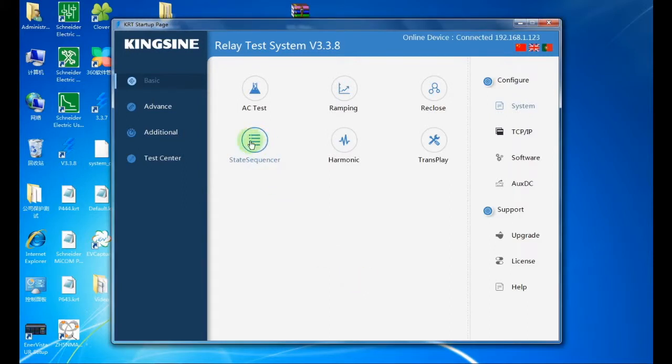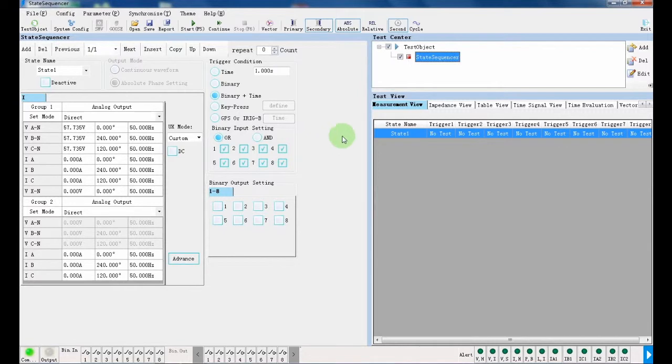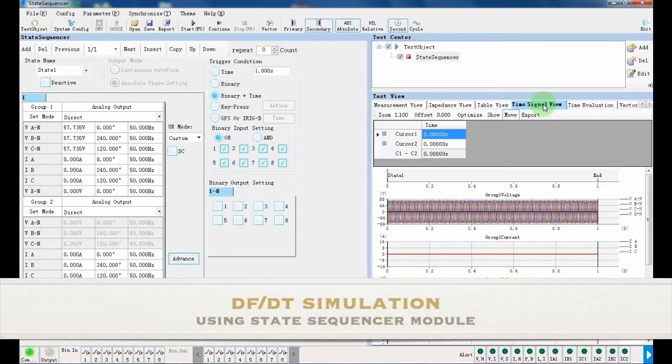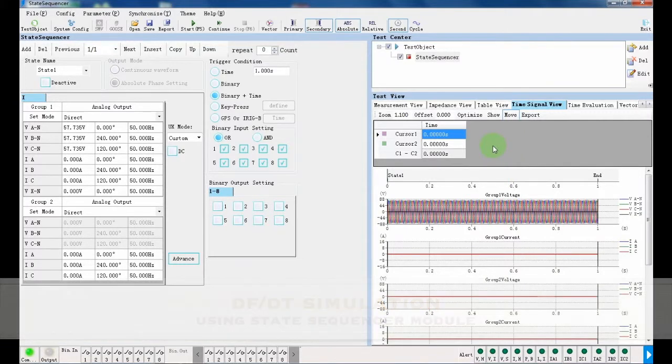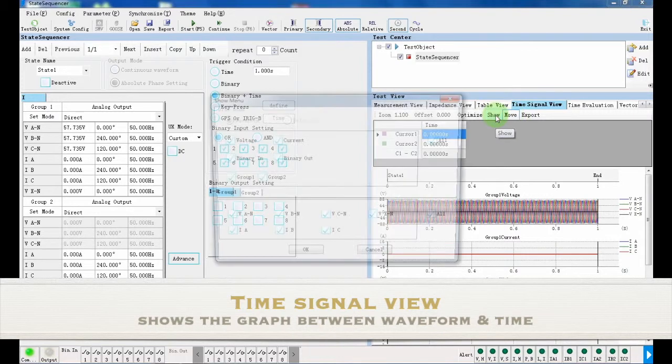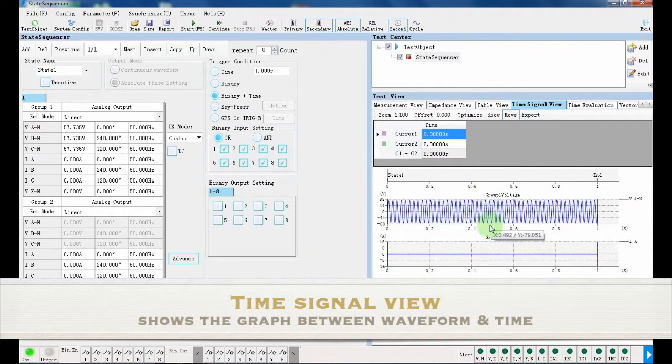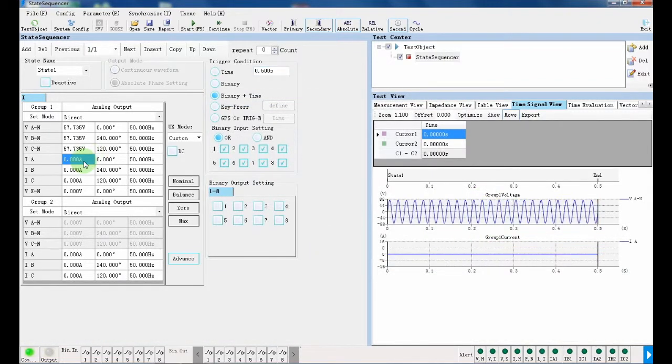Now we are simulating a df by dt signal in the state sequencer module of KRT software. First, we are entering in the time signal view and selecting the signals for which we want to observe the waveform. We have selected a voltage and a current signal in the time signal view, as it will help us to compare a normal signal waveform with the df by dt waveform.